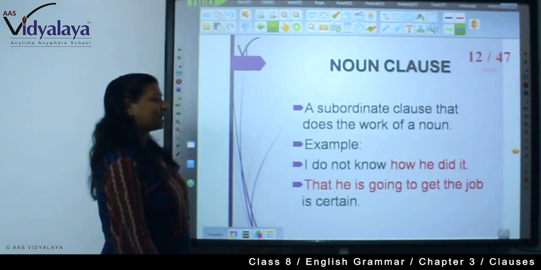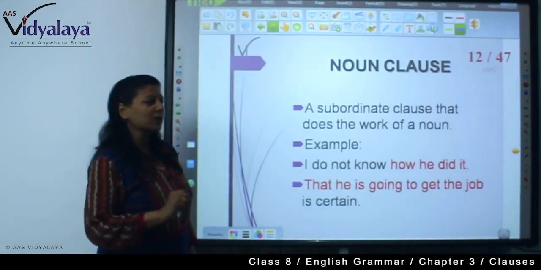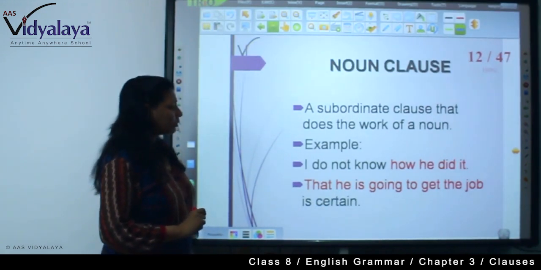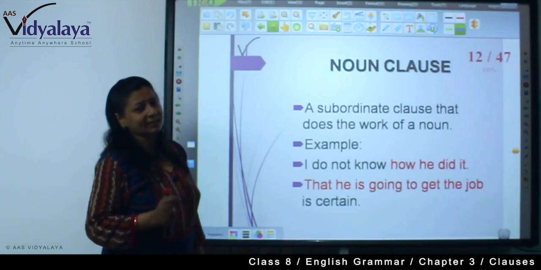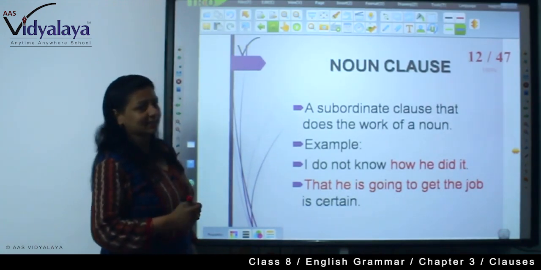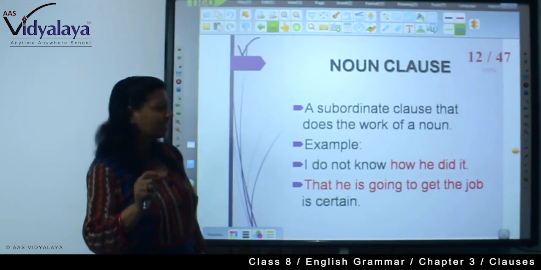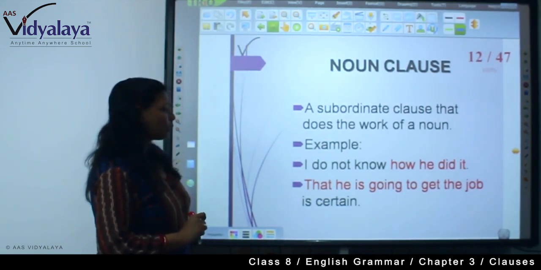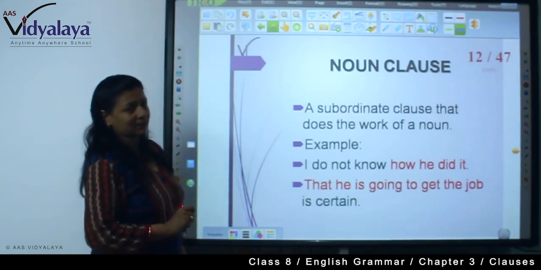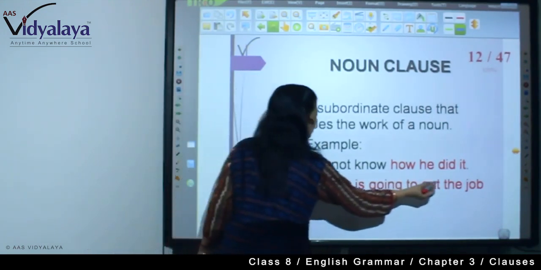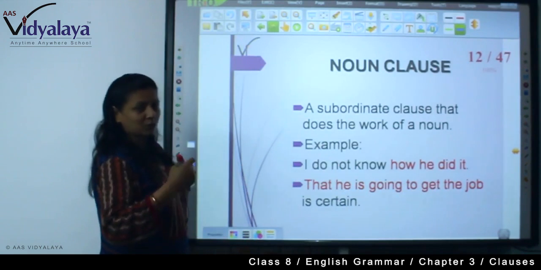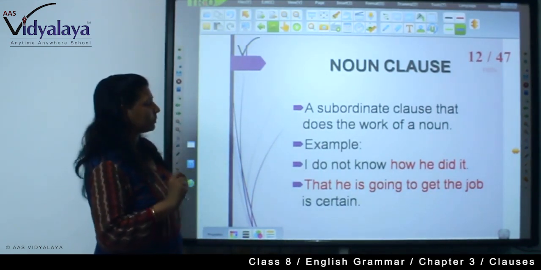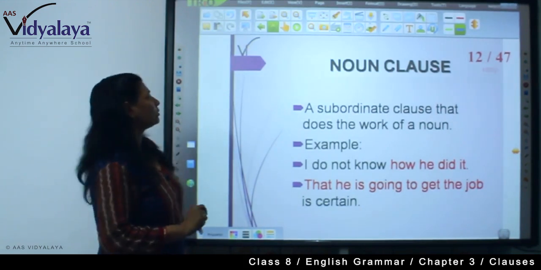Noun clause. A subordinate clause that does the work of a noun is the noun clause. I do not know how he did it. So how he did it, this is the subordinate clause and it's presenting as a noun clause. That he is going to get the job is certain. Here also this is a subordinate clause and it is like a noun we have placed here, and this is called noun clause because it works like a noun.